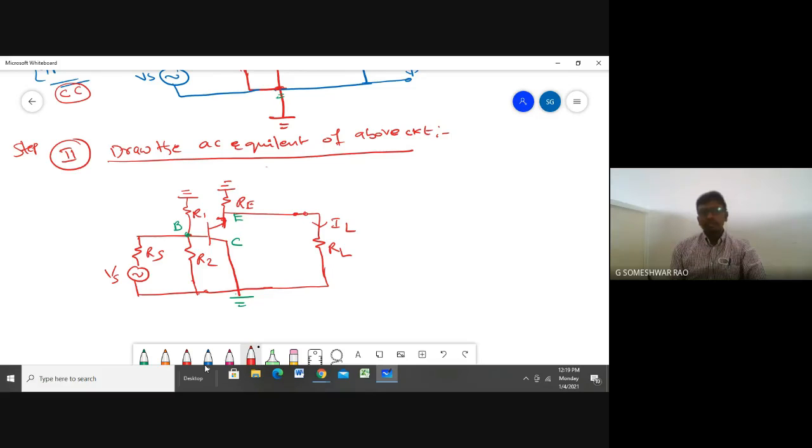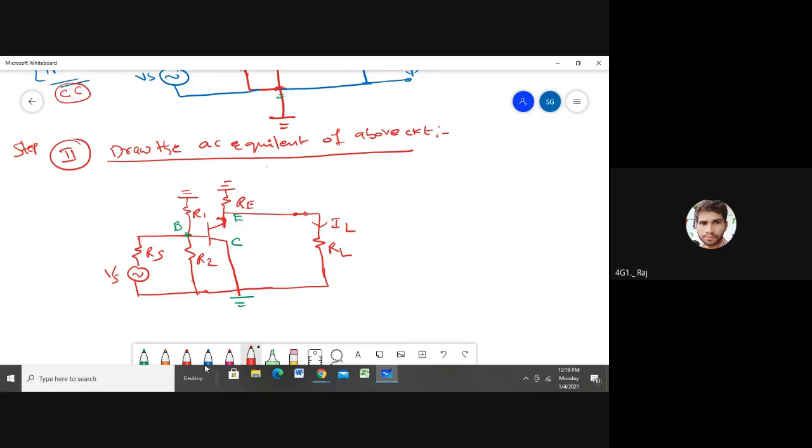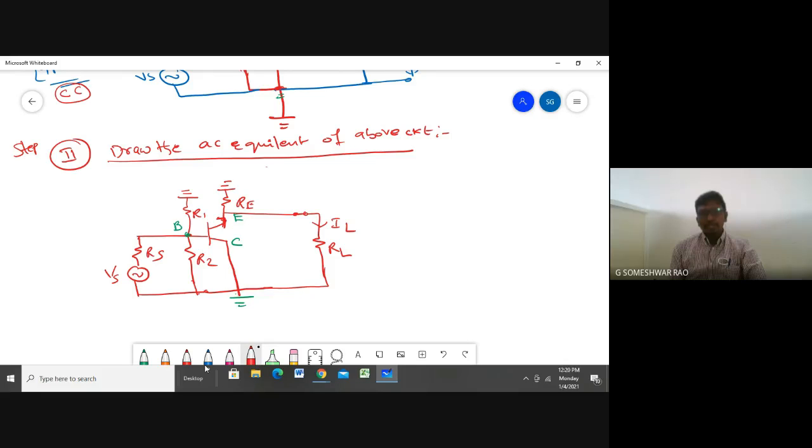Everybody understood this step? Yes, sir. Make sure that this collector terminal is connected to your ground, and across the emitter we also have an emitter resistance RE, which is also connected to ground. At this junction, you can replace the above circuit by something like this. Just observe how I am drawing. There will be an RS, same as it is, and this VS.